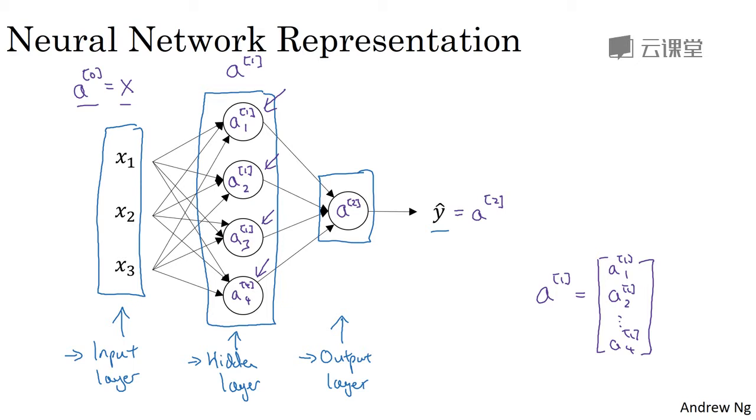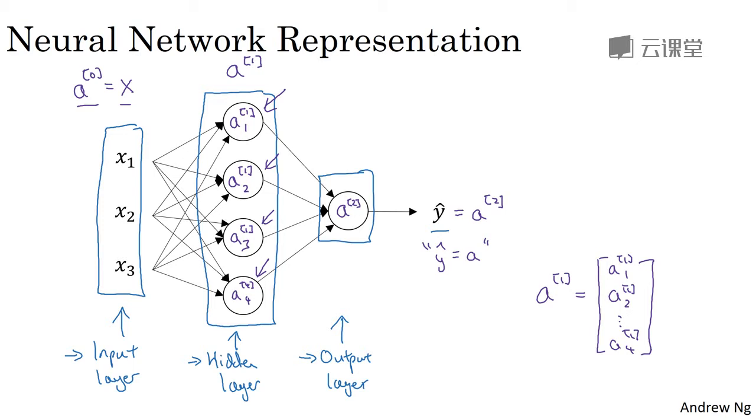So this is analogous to how in logistic regression we had y hat equals a, and in logistic regression we only had that one output layer, so we didn't use the superscript square brackets. But with a neural network, we're now going to use the superscript square bracket to explicitly indicate which layer it came from.